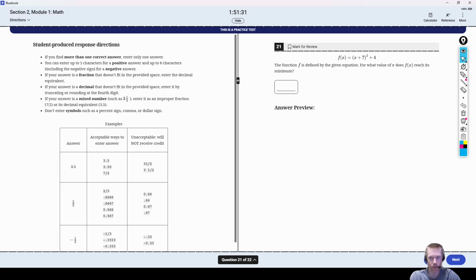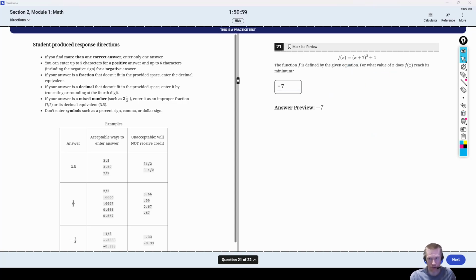All right, question number 21. For what value of x does this function reach its minimum? Because this is a quadratic, and notice it's in vertex form, x minus h squared plus k, the minimum always occurs at the vertex. The vertex for this function is h comma k, which is negative 7 comma 4. So they want the x value. For what value of x? Therefore, the correct answer to this problem is negative 7.